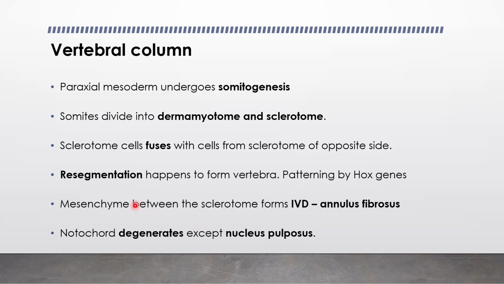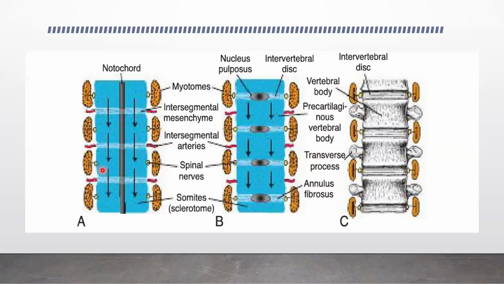So a point to appreciate, and this will be explained using this slide here, is that we have the notochord there. We have the sclerotomes just next to this notochord and the neural tube. So they will undergo resegmentation. Resegmentation means, and actually, let me just address this right now.